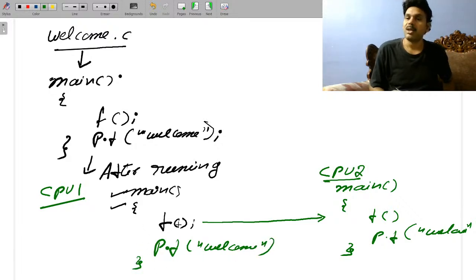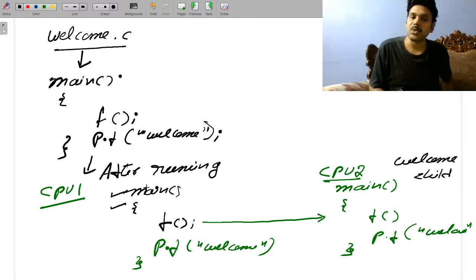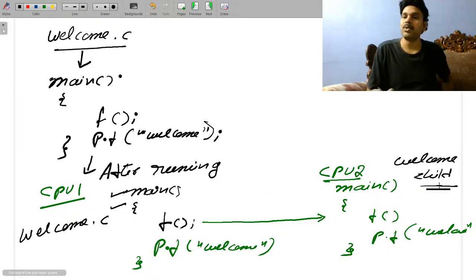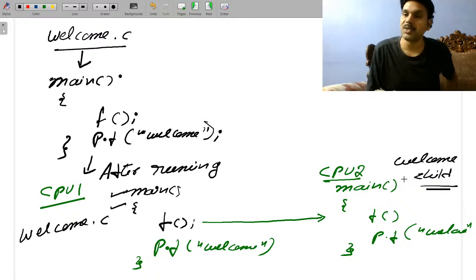Now you see, for example, if I keep this program name as welcome child, how does welcome.c know that it is my child? This is very important. Now you understand which parent process this welcome child belongs to. That's very important.